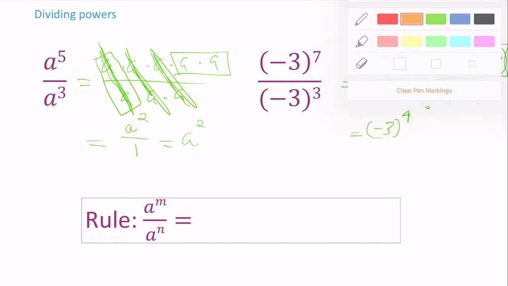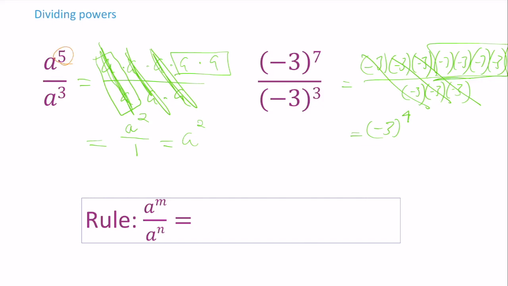Okay, so let's look at what happened. We had 5 in the numerator, 3 in the denominator, and we ended up with 2 in the numerator. We had 7 in the numerator, 3 in the denominator, and we ended up with 4. So 5 minus 3 is 2, because when we were canceling them out, we're really subtracting. So 5 minus 3 is 2, 7 minus 3 is 4. And so the rule is, if you're into that sort of thing, if you have a to the m power divided by a to the n power, you're going to be left with a to the m minus n, and that's it.